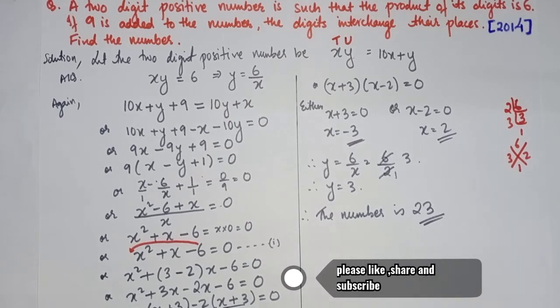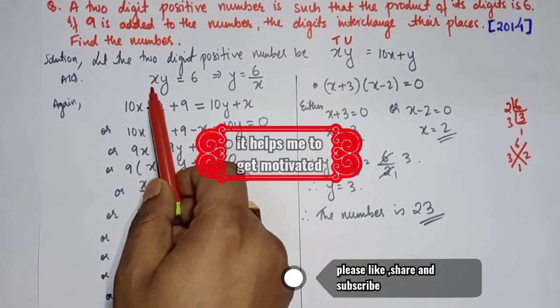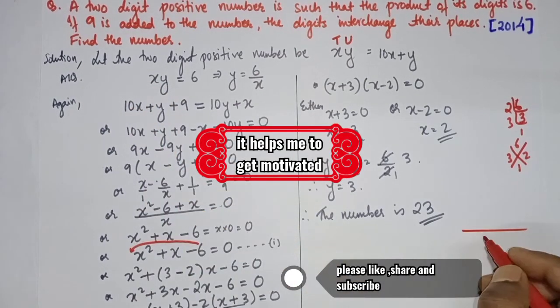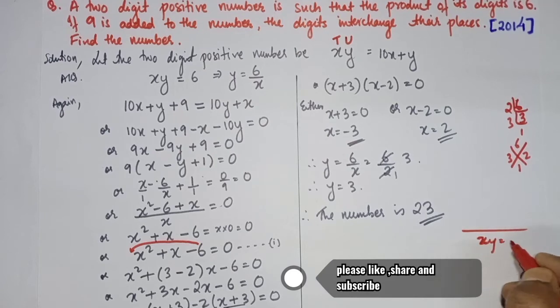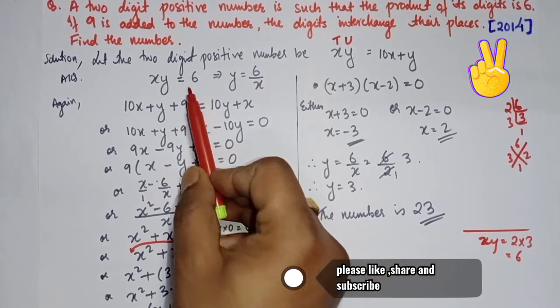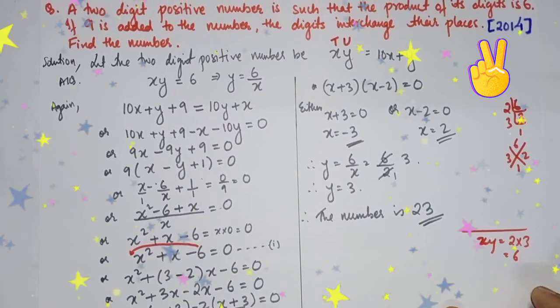You can check the answer also. How to check? Already I have discussed whether your answer is right or not. We have xy. What is the value of x? You got 2, and y is 3. 2 3s are 6. So can you see here 6? So your answer is right, and you will get full marks.